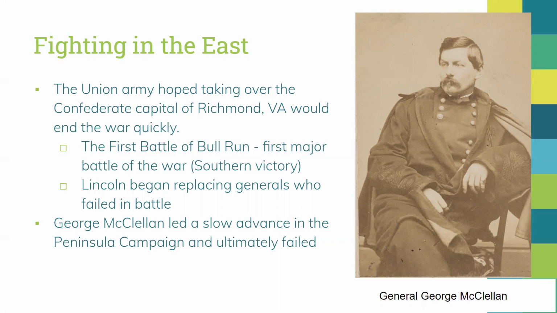He would initially fire the first general who lost that first battle and hire this guy, George McClellan, who the men really liked. He was a good planner, he was a good preparer for battles, but then when the fighting actually came, he was always too cautious. In the Peninsula Campaign, which sought to take over Richmond, Virginia, he led a very slow advance and always thought that the South had more men than they really did, and it ultimately failed, and he too would be fired.